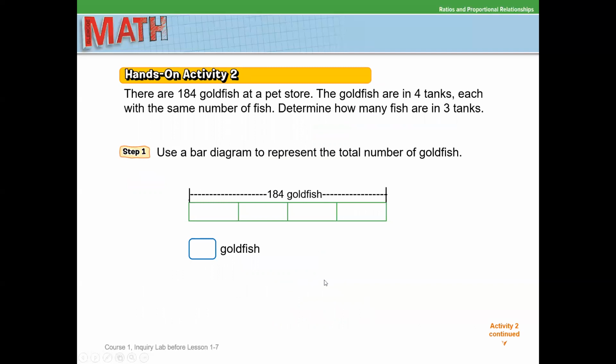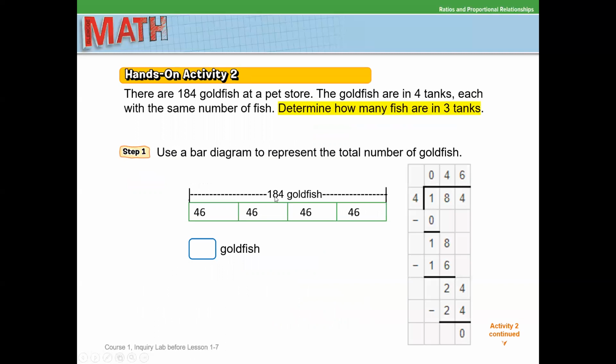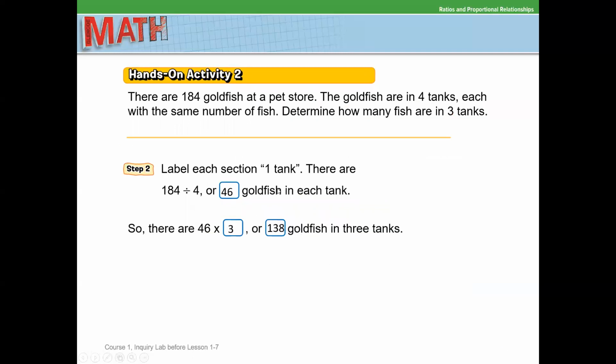There are 184 goldfish at a pet store. The goldfish are in 4 tanks, each with the same number of fish. Determine how many fish are in 3 tanks. We're going to use a bar diagram to represent the total number of goldfish. So we have 184 goldfish and 1, 2, 3, 4 fish tanks. So if we take 184, divide the fish into 4 different tanks, we've got 46 fish in each tank. 46 goldfish in each tank. So there are 46 times 3, or 138 goldfish in 3 tanks.